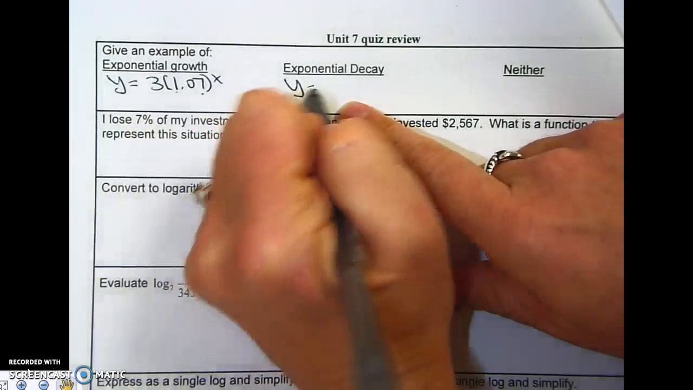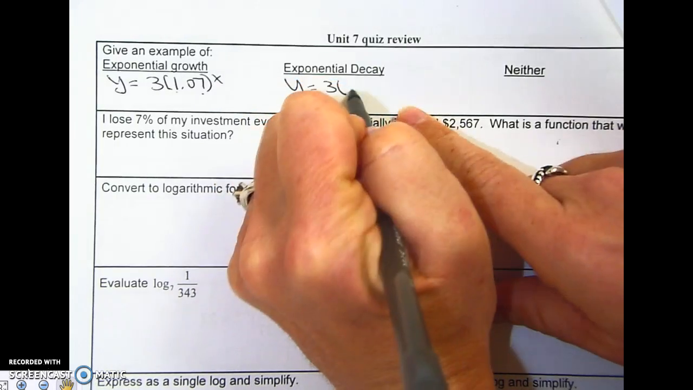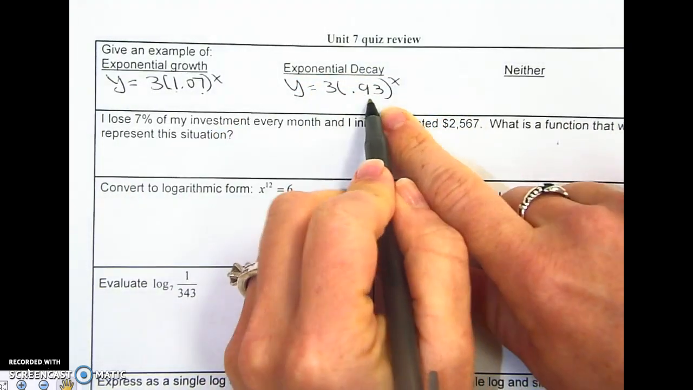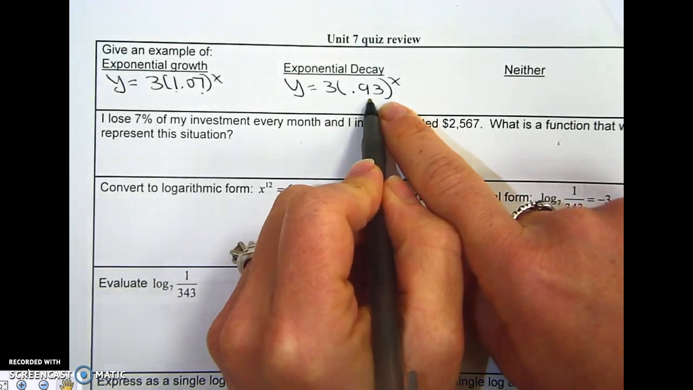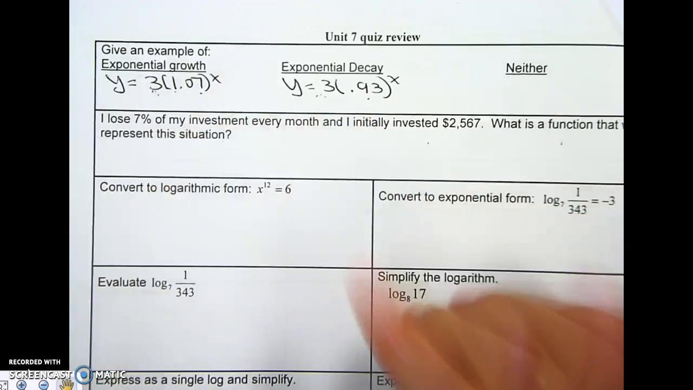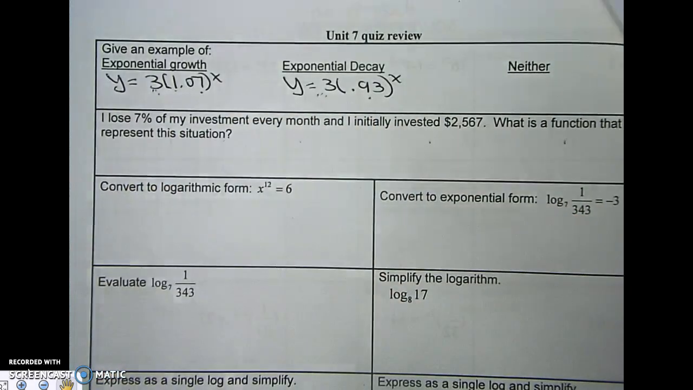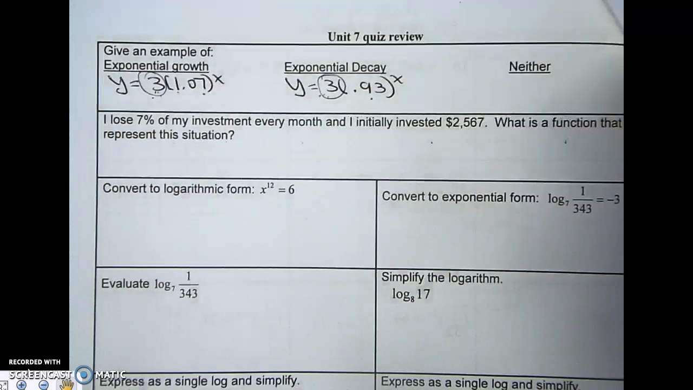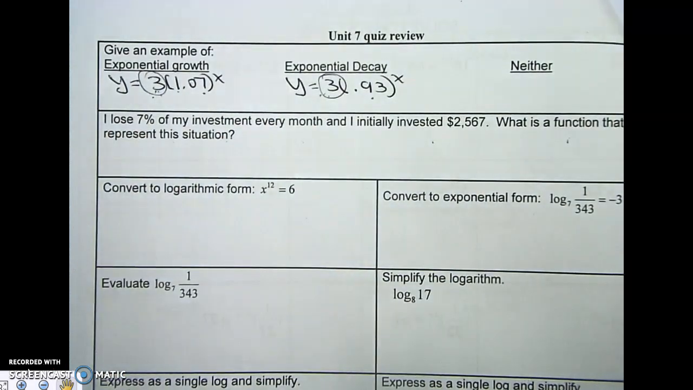Here's an example of exponential decay. This one is actually decreasing by 7% because it started at 100%. But if you look, in both cases, I want you to see what you start with has no relevance to the growth or decay. This is what you start with. I start with $3. I start with 3 bunnies, okay?